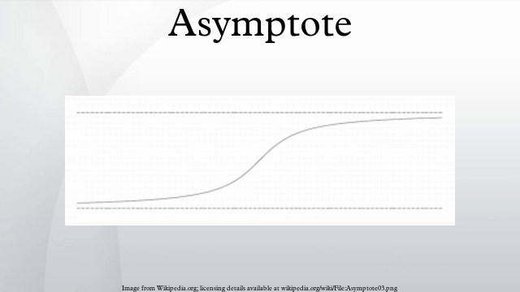There are potentially three kinds of asymptotes: horizontal, vertical and oblique asymptotes. For curves given by the graph of a function y equals f(x), horizontal asymptotes are horizontal lines that the graph of the function approaches as x tends to plus or minus infinity. Vertical asymptotes are vertical lines near which the function grows without bound.